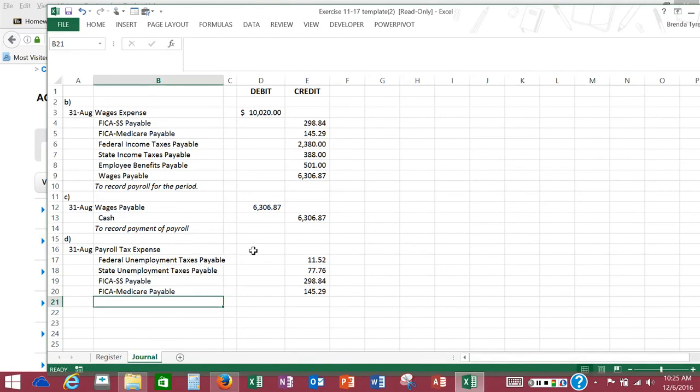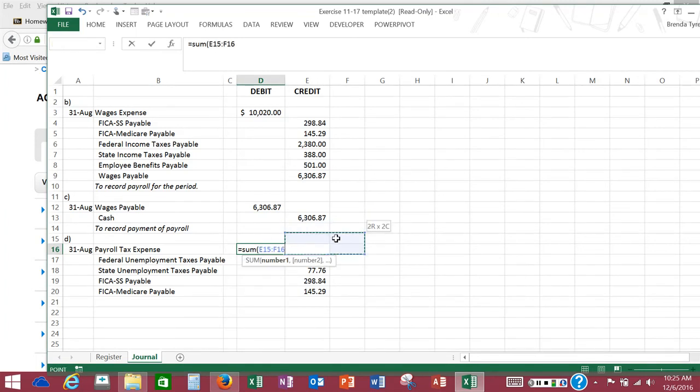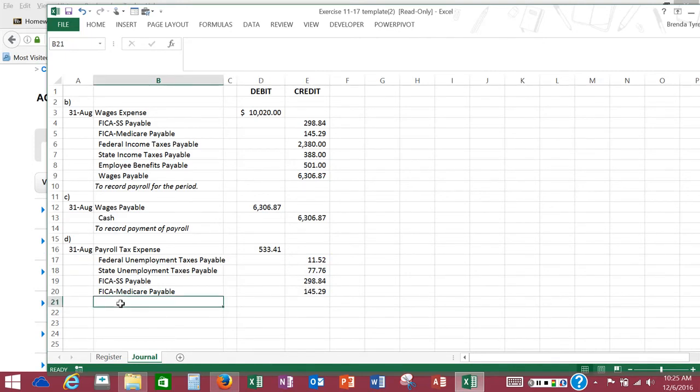Now the payroll tax expense will be the sum of those four. So let's just do our trick here, getting that sum, 533.41, or we can just do the sum command here. And if this gets in your way, you can just kind of move it out of the way, except it didn't work very well. I didn't grab it right. Gotta make sure you get the little icon there. And there we go. So 533.41.